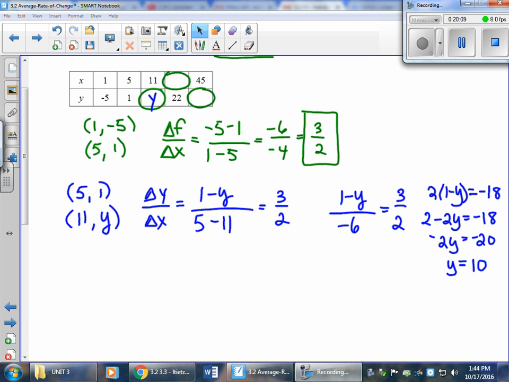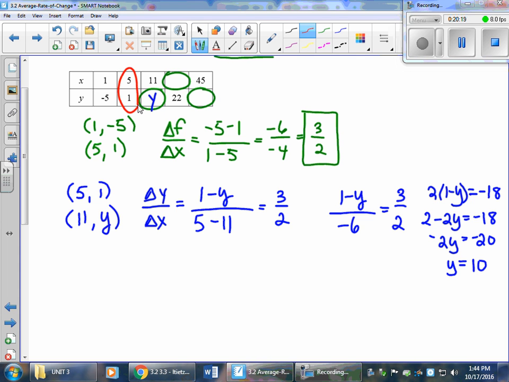Okay, I think I have it straight now because the way I was doing it the first time just didn't seem to work nicely. I think this works better if I consider 2 points. So I chose 2 points. I chose 5 comma 1 and I chose 11 comma y. And I said the change in y over the change in x, and I said 1 minus y over 5 minus 11 equals 3 halves because I know this is my slope.